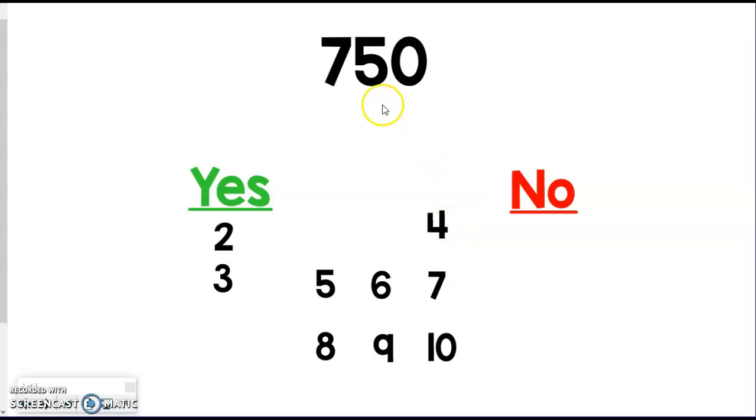Now let's try 4. So now I'm going to look at these last 2 digits here. It creates the number 50. Well, I know that 50 is not divisible by 4, so that means 750 is also not divisible by 4. So we're going to put that on the no side.